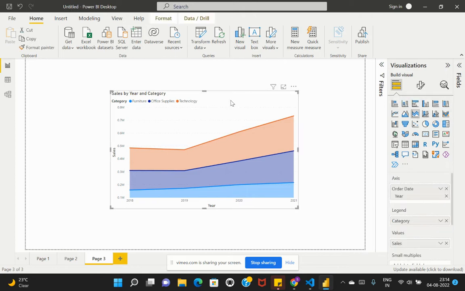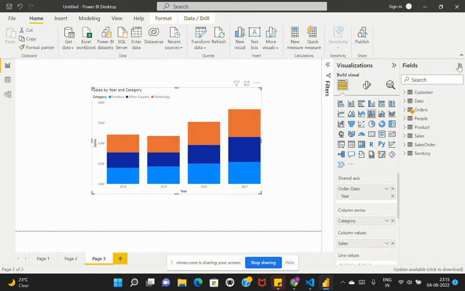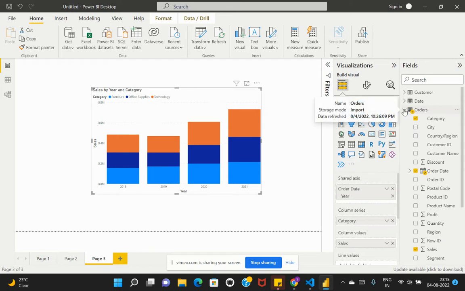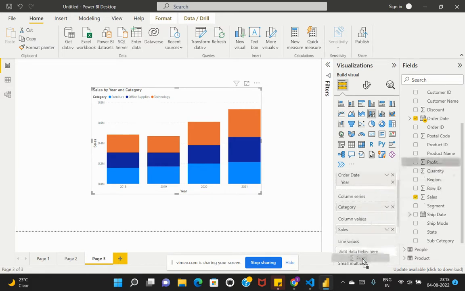Okay, so I will consider this existing visual based on my area chart, and I will select the line and stacked column chart from my visualization. Now I will add another field. I already have my year and my sales metric as part of the visual, and I would like to bring another value, which is my profit, and place this on my line values.